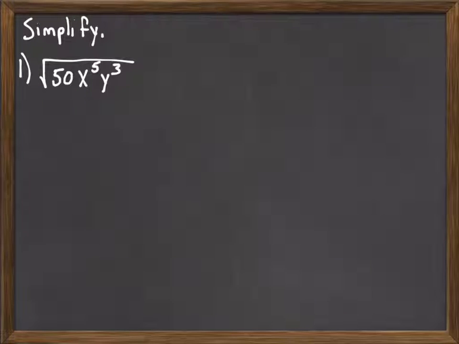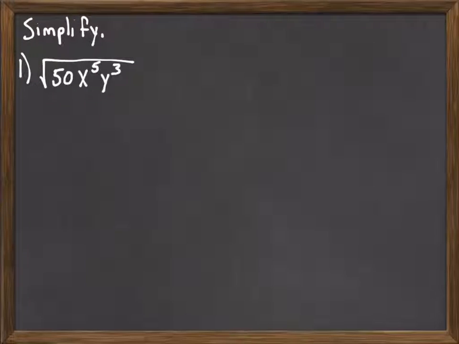Okay, so in this video we're going to look at a couple more examples of simplifying radicals. What we've really done here is we're kind of combining both numbers and variables now together. We have radicals with some multiple expressions here. So here we have the square root of 50 x to the fifth y to the third.